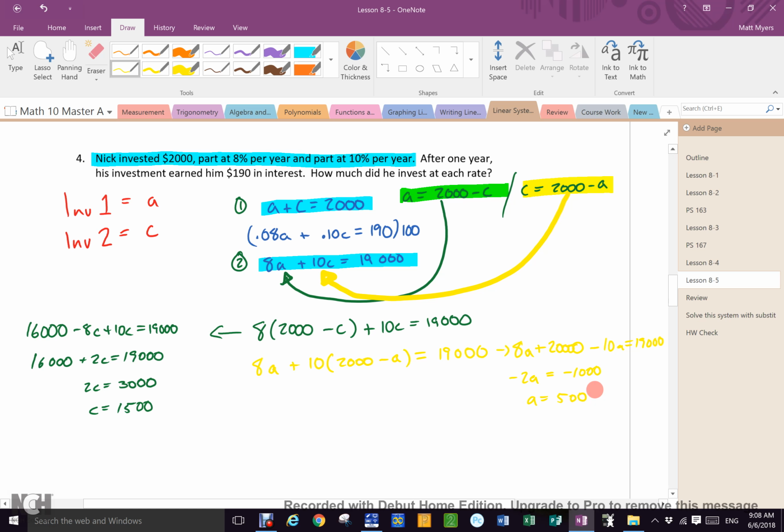Once I get to either side, then I know the other one, don't I? If I did the yellow, one investment is 500. So the other one has to be 1,500, because 500 and 1,500 makes 2,000. If I did the green side, one investment is 1,500, and the other one has to be 500, because 1,500 plus 500 is 2,000. Is everybody good? It's not hard, is it?